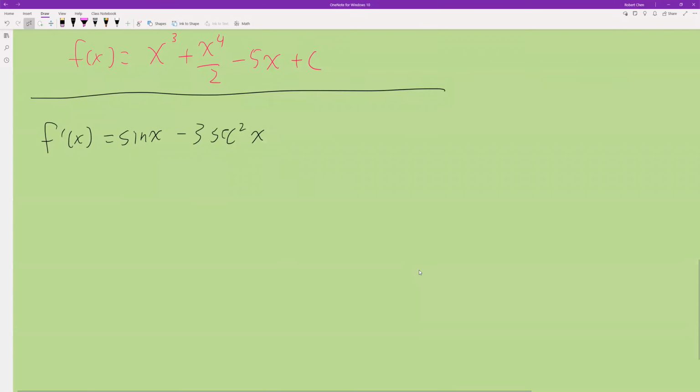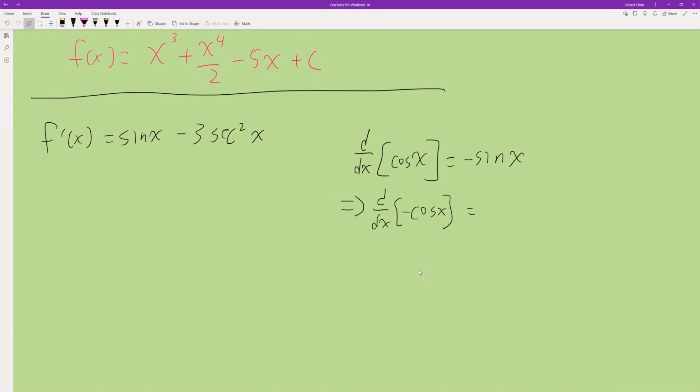All right, here we have another one. F prime is sine x plus minus 3 secant square x. Now we know that the derivative of cosine x is negative sine x. That means the derivative of negative cosine x is sine x. Now we actually have the sine x in here. That means when we go backwards to the original function, that sine x comes from the derivative of negative cosine, so negative cosine x.